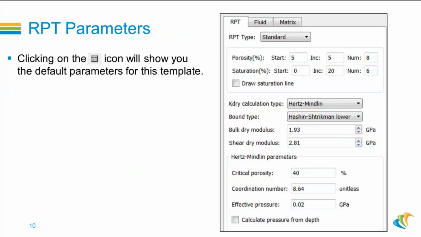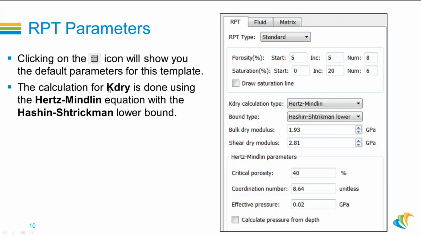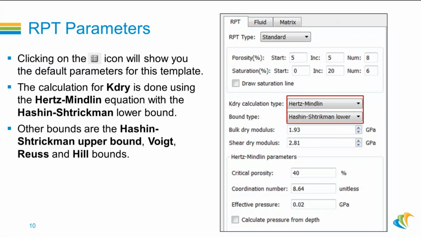So what I can do now is click on the icon that will bring up the default parameters for the template. As you can see, the calculation is done using the Hertz-Mindlin equation with the Hashin-Shtrikman lower bound as the default. If you pull those menus down, you can see that we have other bounds like the Hashin-Shtrikman upper bound, the Voigt bound, the Reuss and Hill bounds. And as you pull those up, you can see the plot change.